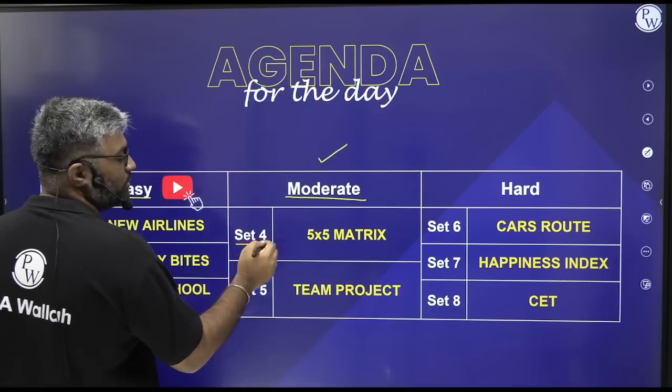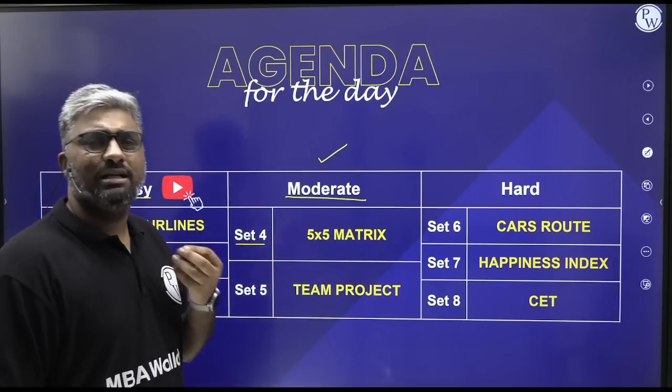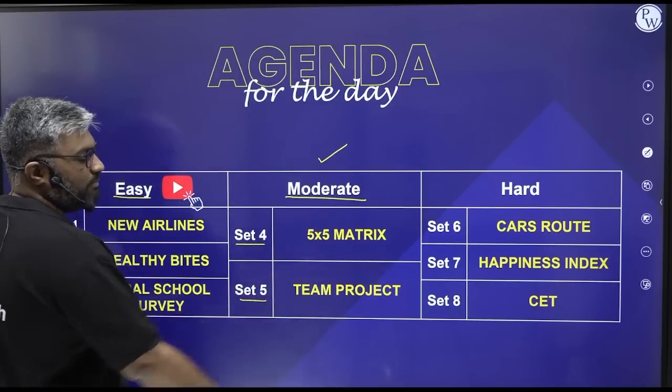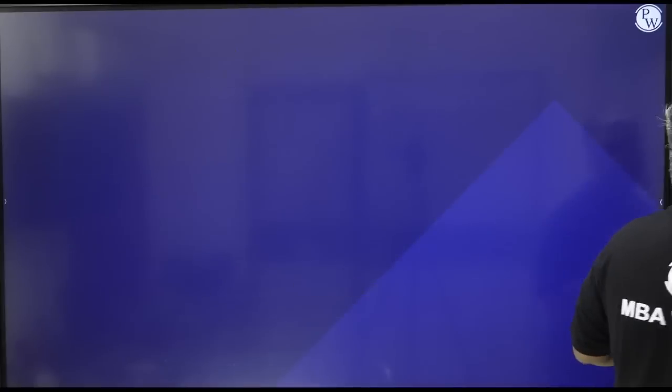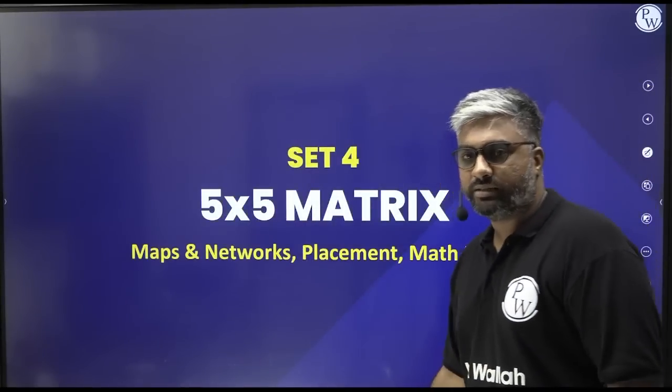The first set we are going to deal with is a 5x5 matrix, which is a very easy one, but it was a little complex because of the understanding of it. Same way, set 5, team project, is very similar to that situation. Okay, let's start. So let's start with the first set, number 4, which is the 5x5 matrix.